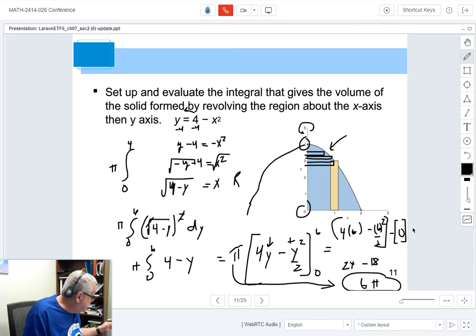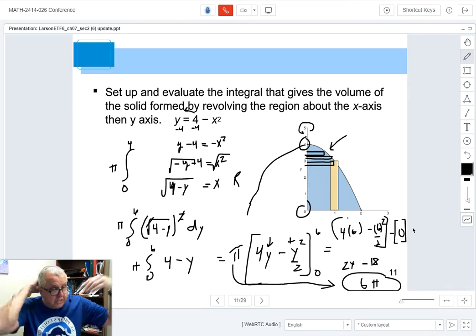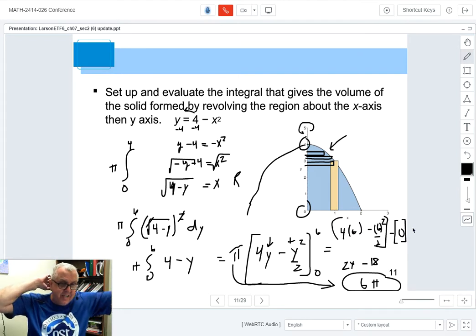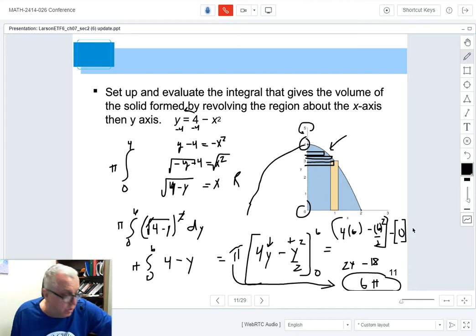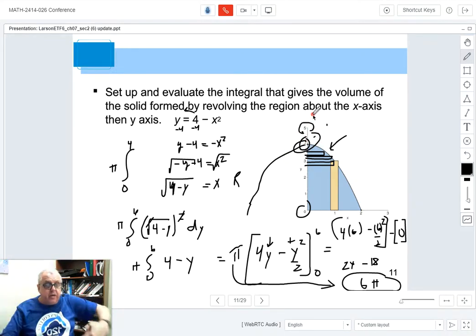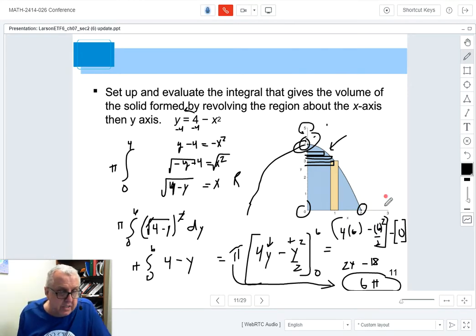When we rotate it about the x-axis, we got 256 over 15 pi, which is about 17. So you actually get a lot more when you rotate it about the x-axis. The shape actually gives you a bigger volume because of what you're rotating. If you look, you're rotating this 4 part, this up 4 all the way around. Here you're rotating 2 all the way around. So it's a different volume either way.